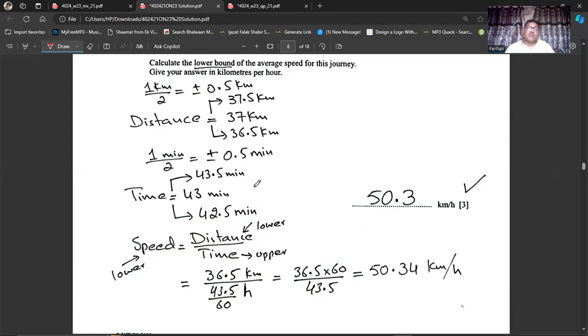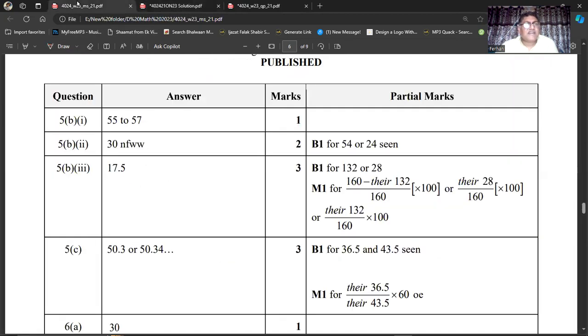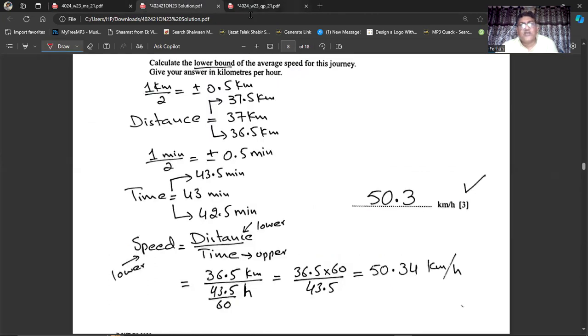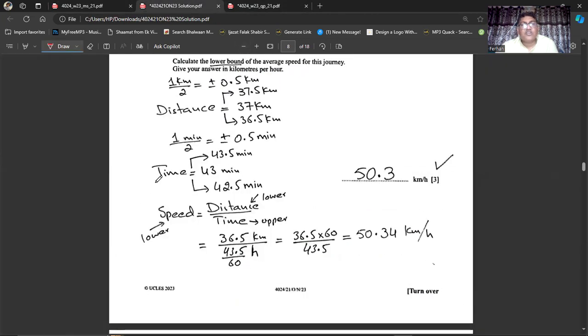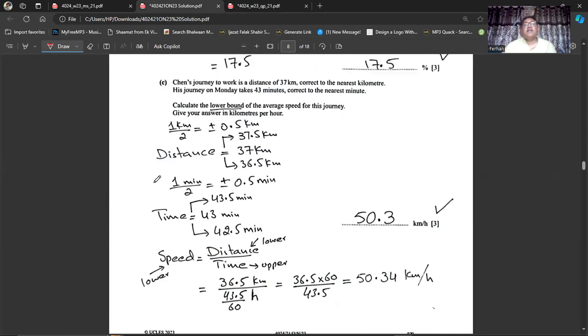But here, because you want the speed in kilometers per hour, I will divide by 60 to convert it into hours. So finally, I will have 36.5 multiplied by 60 divided by 43.5, and that will be 50.34 kilometers per hour. 50.3 is the right answer, sir. Hopefully you understand. This is a question on the lower bound and the upper bound.